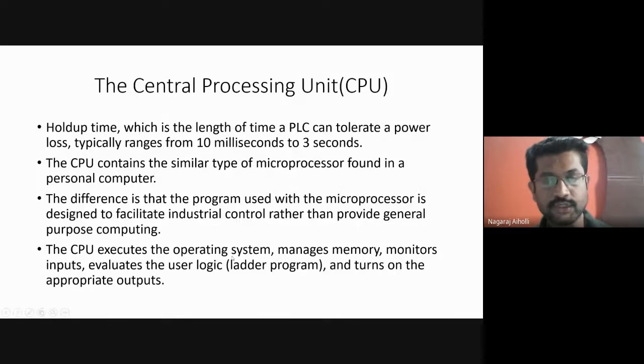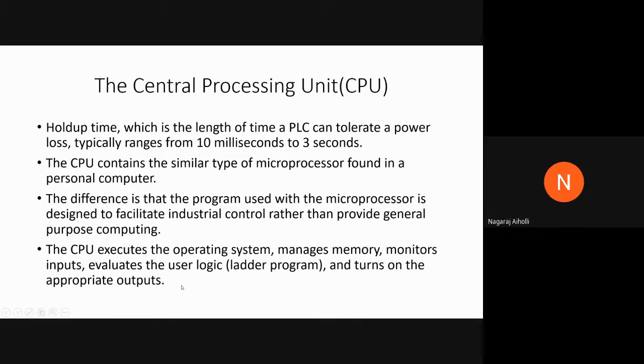The CPU executes the operating system, manages the memory, monitors inputs, evaluates the ladder program, and turns on the appropriate outputs. These are a few of the functions performed by the central processing unit, the CPU block of the PLC.